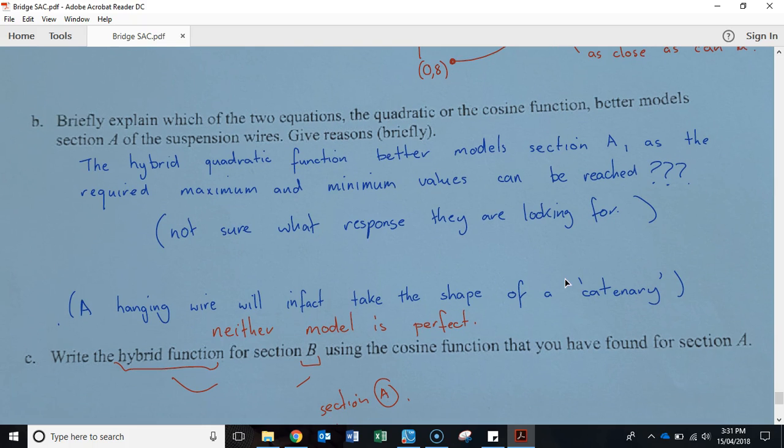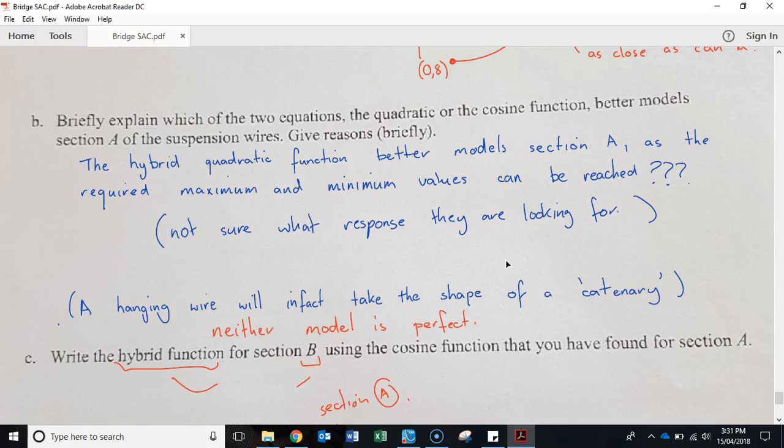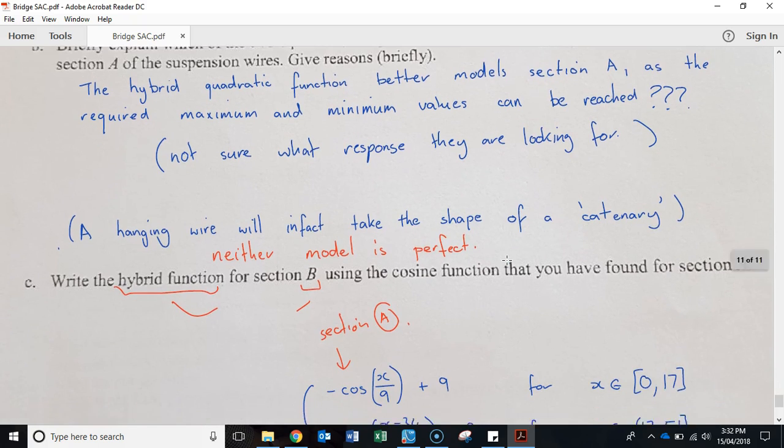The truth is that a hanging wire will in fact take the shape of something called a catenary. A catenary is when we have a wire hanging between 2 points or a rope hanging between 2 points, and it's how that particular hanging structure hangs under gravity. So neither of those models are going to be perfect because they don't model a catenary. You would need to know a little bit more about hyperbolic cosine and sine functions in order to model that graph correctly.